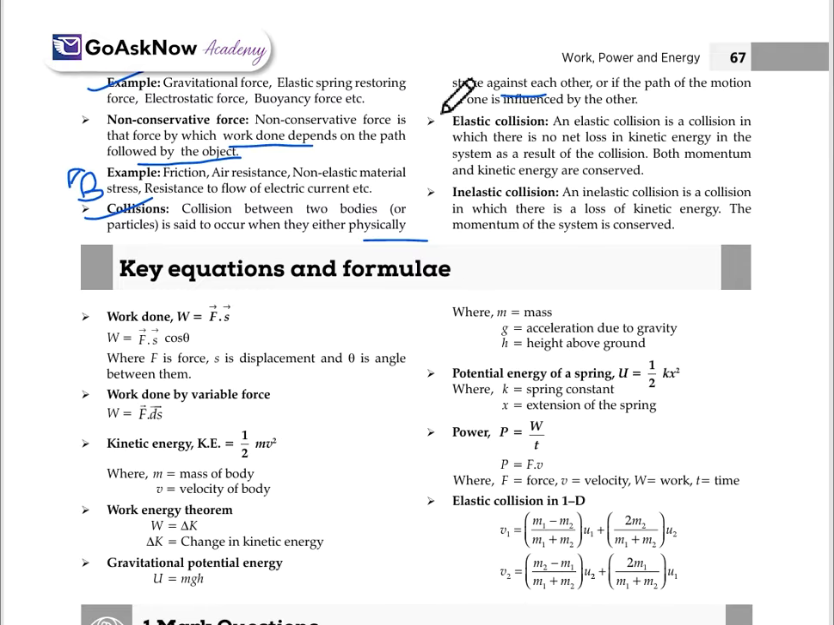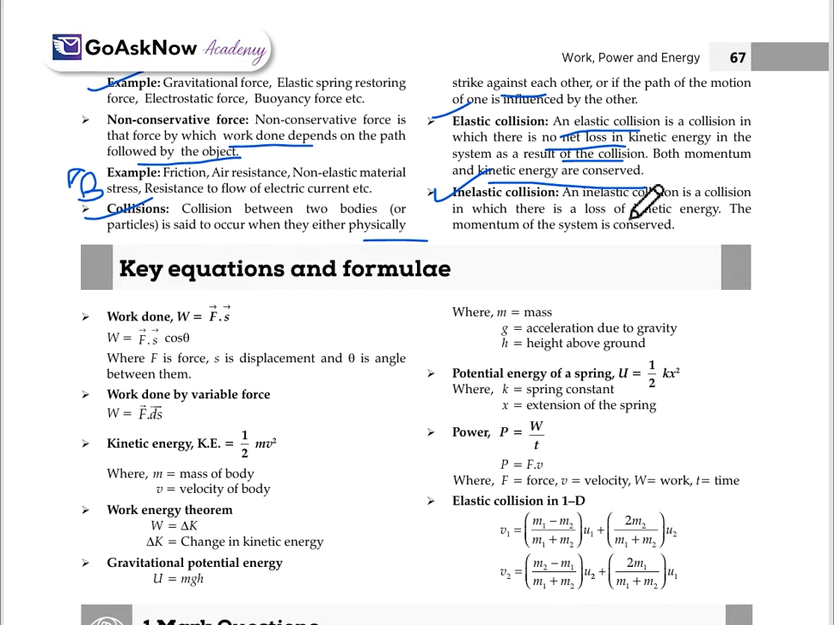There are two kinds of collision. One is elastic, another one is inelastic. An elastic collision is the collision in which there is no net loss in kinetic energy. Keep in mind, in an elastic collision there is no net loss of kinetic energy in the system as a result of collision. Both momentum and kinetic energy are conserved. This is what an elastic collision is called.